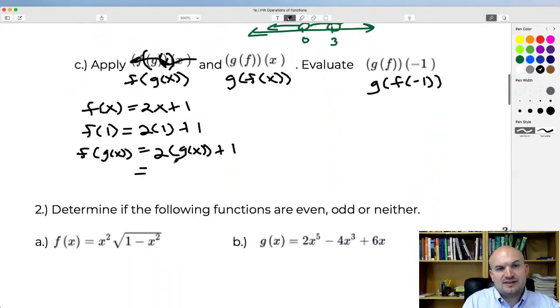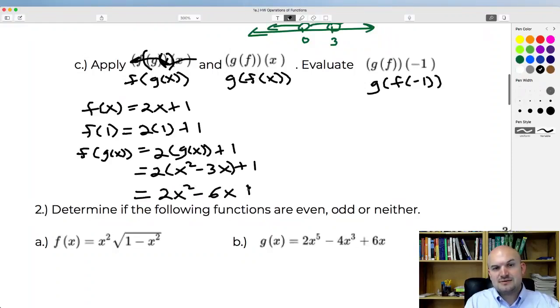So let's actually simplify this. We have 2 times x squared minus 3x, plus 1. So now to get my final answer, all I need to do is distribute the 2. 2x squared minus 6x plus 1. And there we go, we're done.